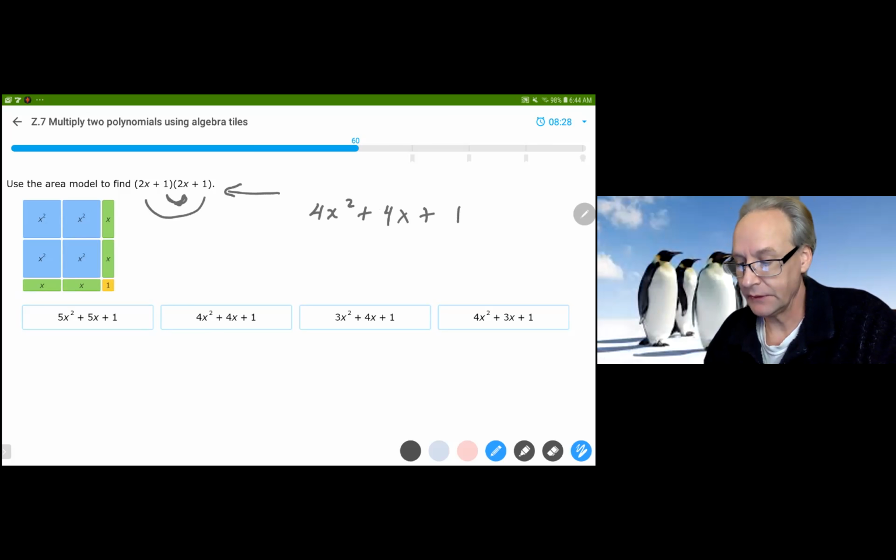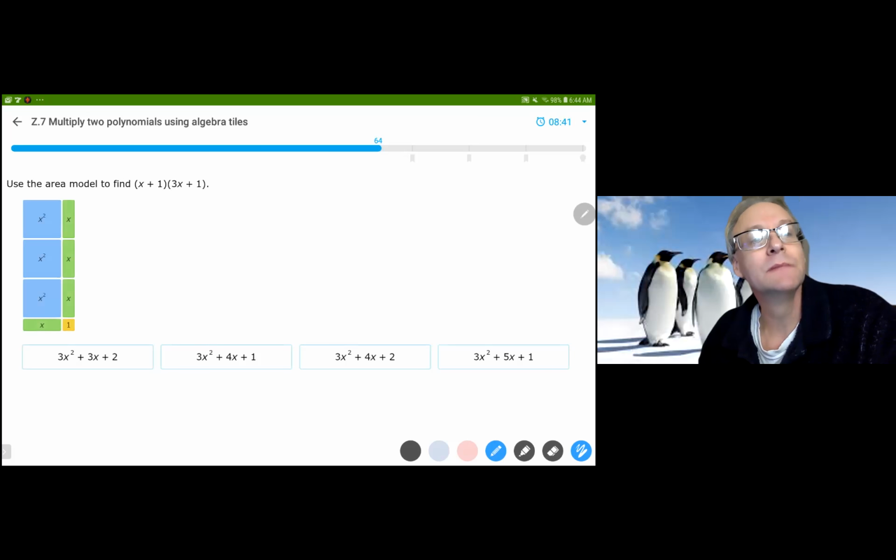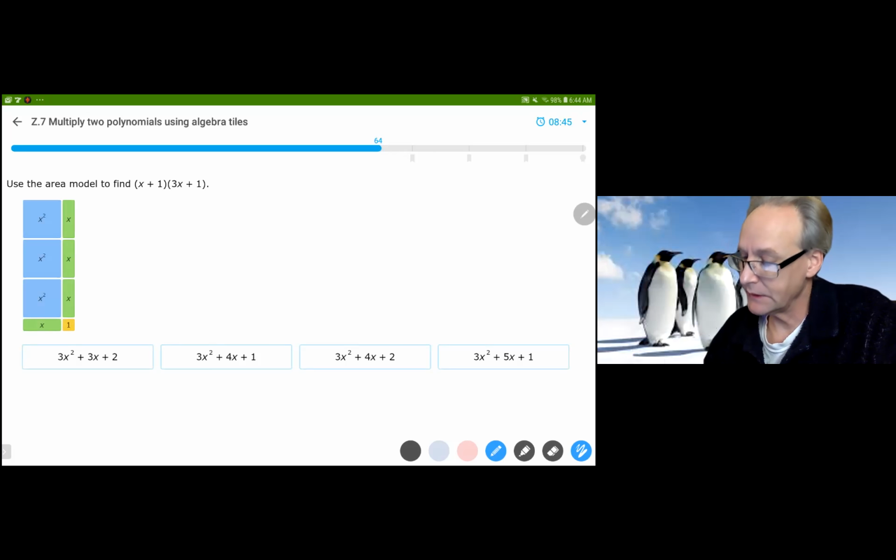But you can literally read it off of the model. This is 4x squared, isn't it? Plus 4x plus 1. There it is. We're just supposed to learn that there is a connection there. So we're supposed to use the model 3x squared plus 4x plus 1. And there it is.